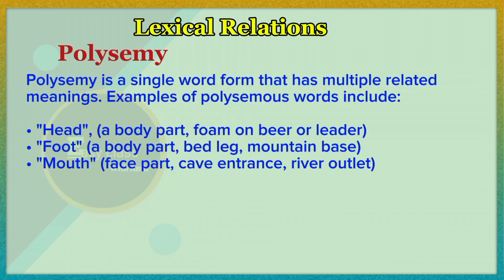Polysemy. Polysemy is a single word form that has multiple related meanings. Examples of polysemous words include head, a body part, foam on beer or leader; foot, also a body part, or a bed leg or mountain base; mouth, face part, also cave entrance and river outlet.